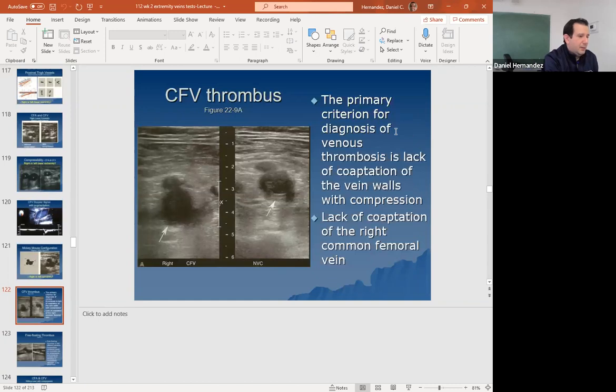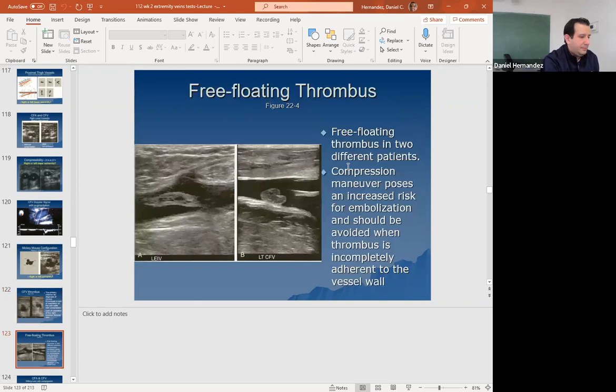So again, the primary diagnosis for thrombosis is going to be that lack of compression or coaptation of the vessel walls. These are just some pictures showing some free floating thrombus. So free floating thrombus in two different patients.